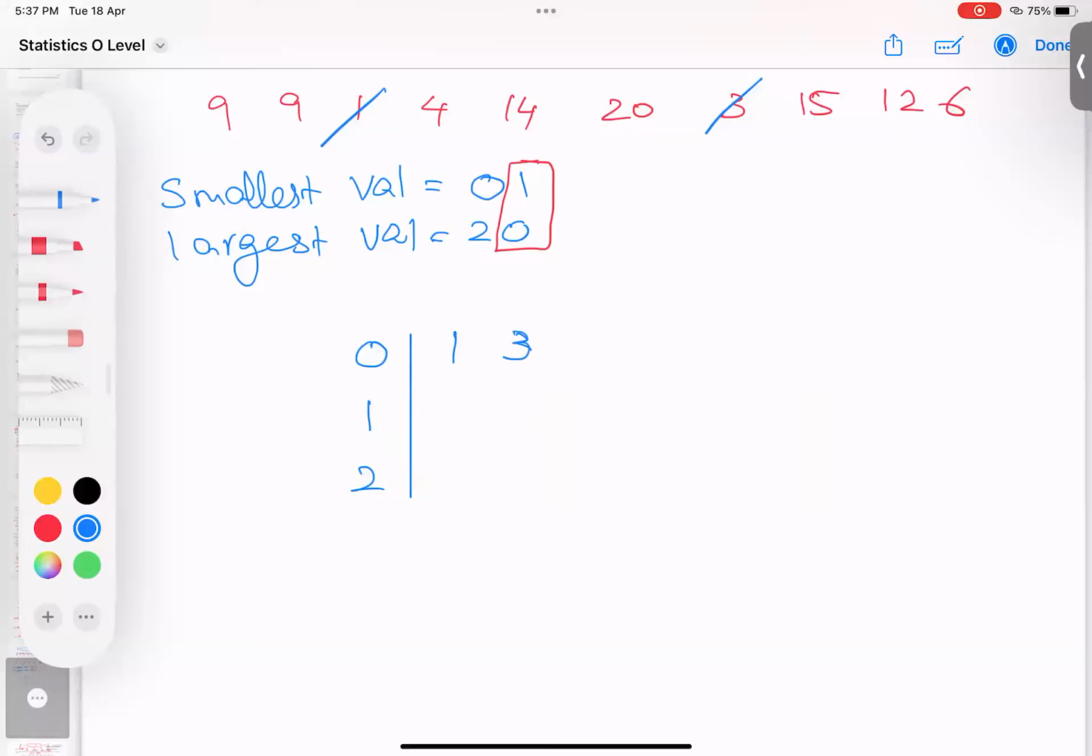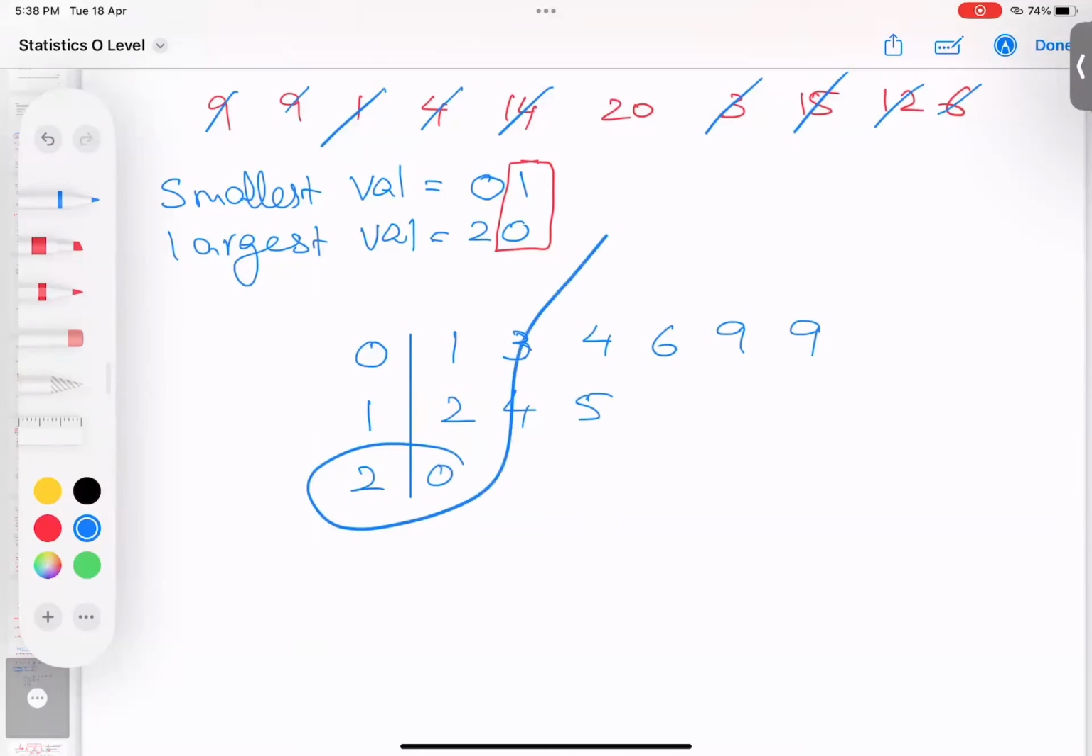Okay. Then I cut 4, then I write here. And then I cut 6, then I write here. Then I cut two nines and I write here. Then I cut 12. So one is already there, I'm writing 2 here. Then I cut 14, 4 here and 1 already there. Then I cut 15 and then 20.